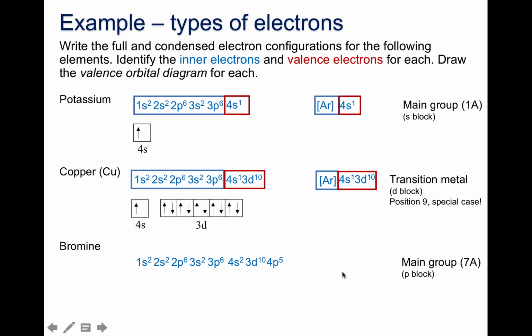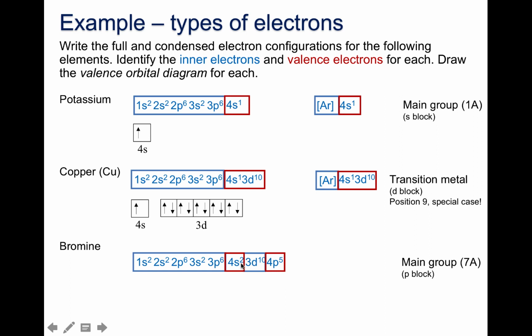And then for the condensed electron configuration, remember we talked about that a little bit. With bromine, for the inner electrons, this is a main group element, and so the highest energy level is energy level 4. And so remember, when we're identifying the valence electrons for a main group element, it's the highest energy level and any s and p sublevels that are in that energy level. So the valence electrons in this case are going to be the 4s2 and the 4p5 only.